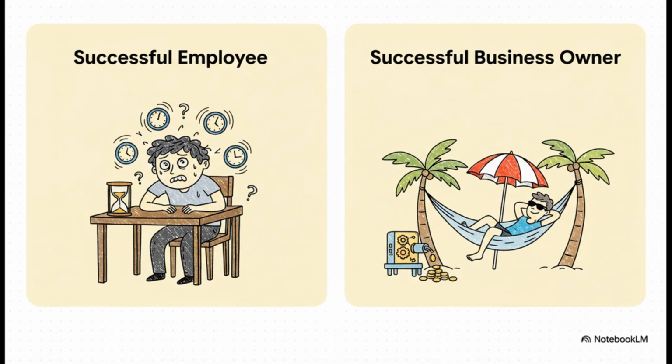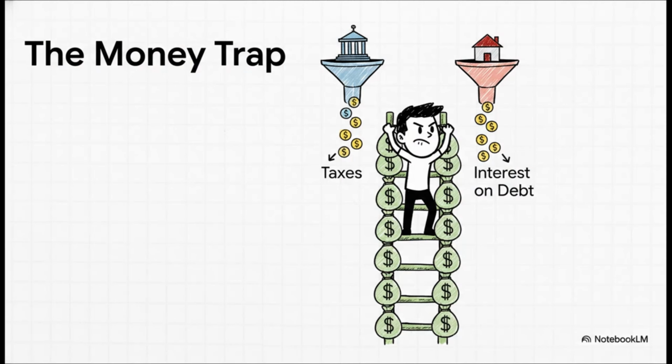And then you've got what's called the success trap. And this is where it gets kind of ironic. For a successful employee, a promotion means more work, more stress, more responsibility, and, more often than not, less free time. But for a successful business owner over on the right side, success means their system is working so well it can run without them, giving them more money and more free time. See the difference?